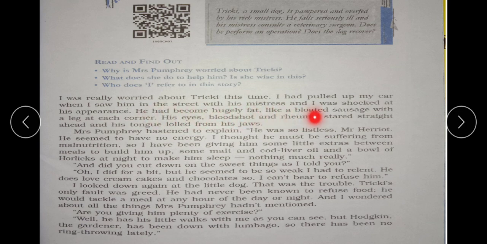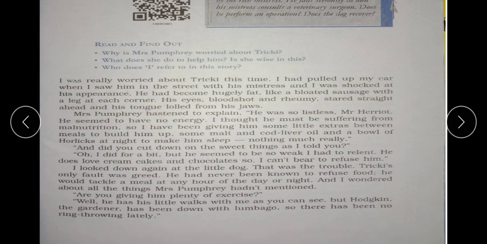He had become hugely fat, like a bloated sausage with a leg at each corner. As in the previous video, I have told you that sausage means a non-vegetarian food which is cooked into a tube-like structure tied on each end. So the dog was hugely fat, looking like a bloated sausage, that means full of food or full of fat. So the dog looked like a sausage with legs at each corner. That means the structure of the pet dog turned into a tube-like structure, and that structure had legs at each end. Now here is the description of the dog.